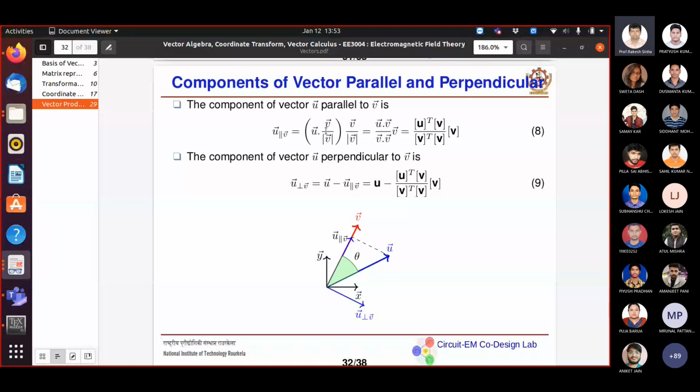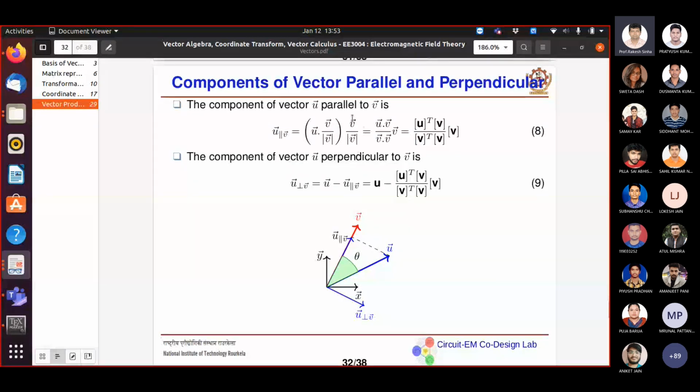To find the component parallel to this, you have to multiply U with the unit vector in the V direction. What is the unit vector in the V direction? V vector divided by the magnitude of V vector. So this quantity is a scalar, and this is the unit vector in the V direction.